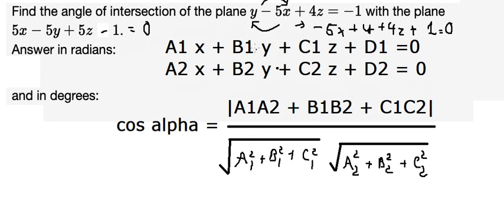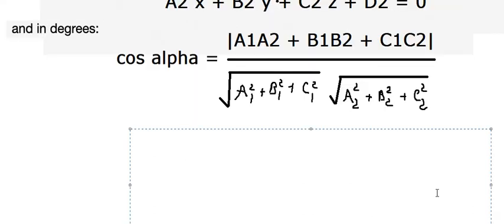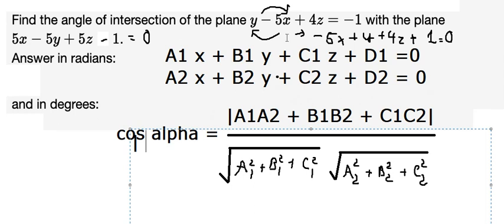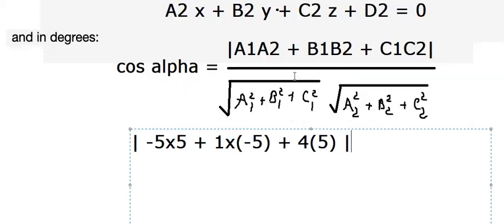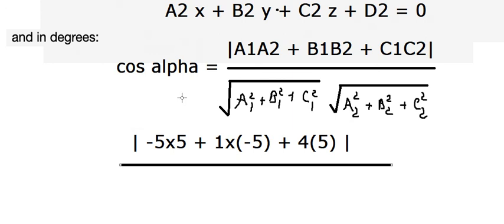So we just input the numbers in here. We have negative 5 multiplied with positive 5, positive y multiplied with negative 5, and positive 4 multiplied with positive 5. This is the numerator. Now we go to the denominator.